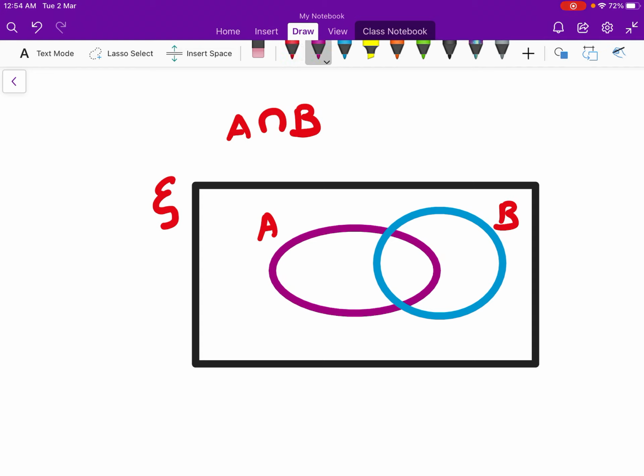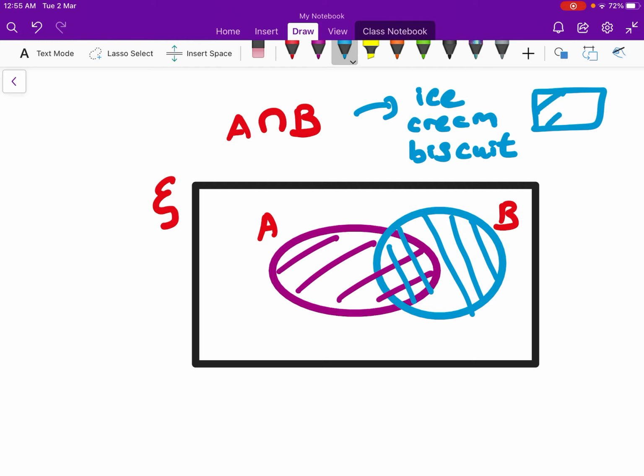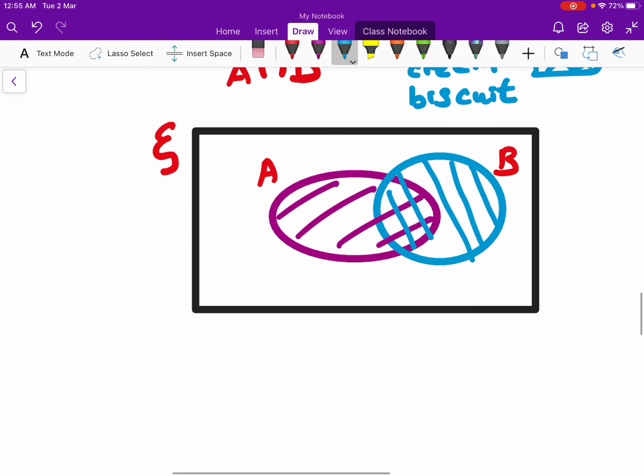First of all, you shade your A, everything that is inside your A. Second, you shade what is B. B is here, right? Then after that, you look for your ice cream biscuit. Ice cream biscuits look like this. There's a crisscross, so you can see only this portion got crisscross here.